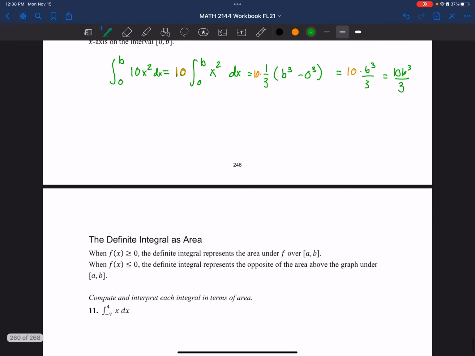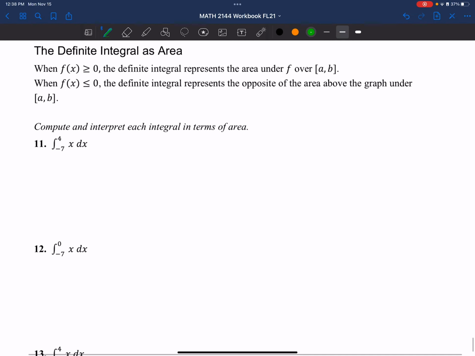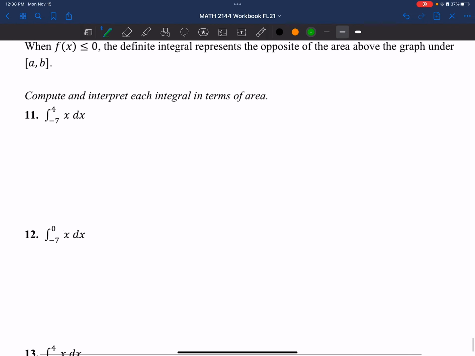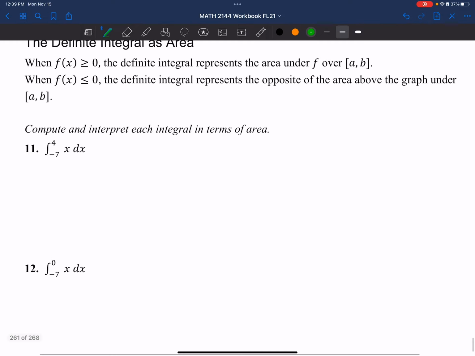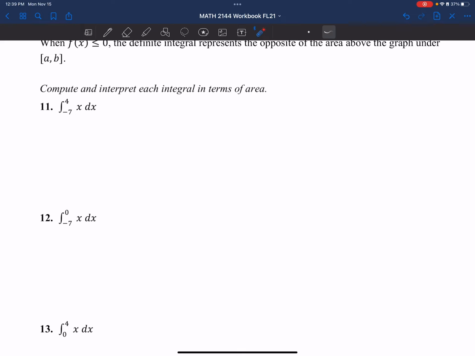Okay, so now that we have some ideas in play, let's make sure that we continue to emphasize the relationships between positive and negative areas. So if we look at number 11, we're asked to compute and interpret each integral in terms of area. So let's see. All right. Let me give you a moment to try 11, 12, and 13. You may need to flip back to get the formula, as maybe you're not comfortable with deriving them yet, but let me give you a moment to try it.